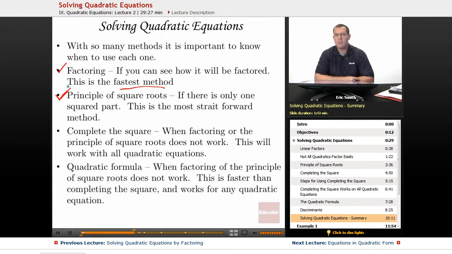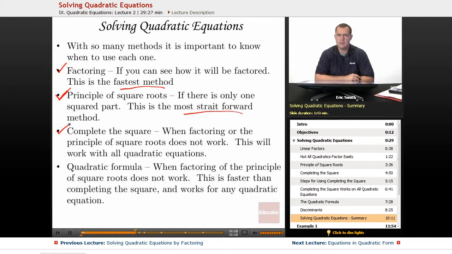used. You can use the principle of square roots if you only have a single copy of an x squared. Again, this is a nice method because it's very straightforward and doesn't involve bringing in factoring, doesn't involve any formulas. You really just solve directly.